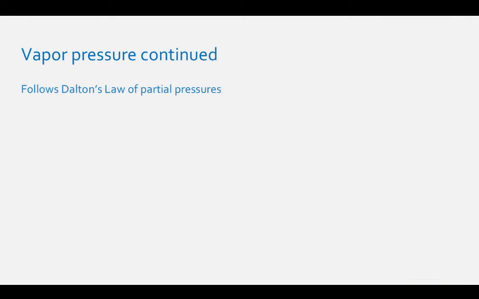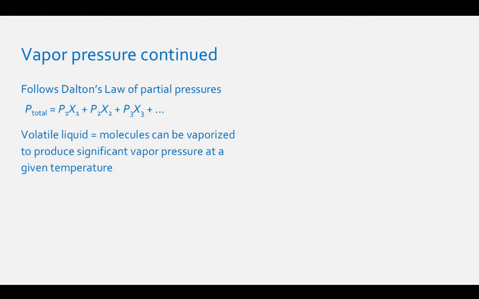Vapor pressure follows Dalton's law of partial pressures. This law states that the total vapor pressure of an ideal solution equals the sum of the vapor pressures of each component times its mole fraction in the liquid mixture. A volatile liquid is one whose molecules are able to be vaporized enough to produce a significant vapor pressure at a given temperature. The higher the vapor pressure of a liquid, the more volatile it is.